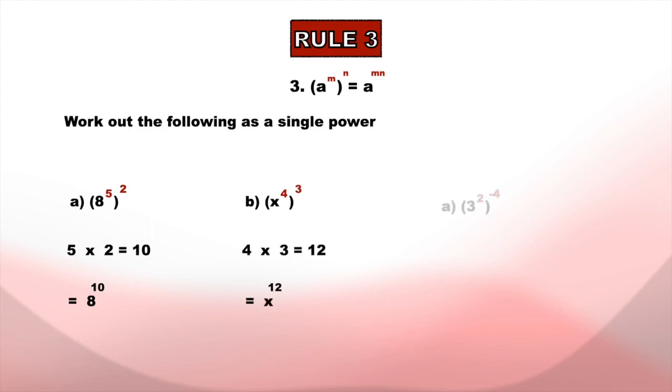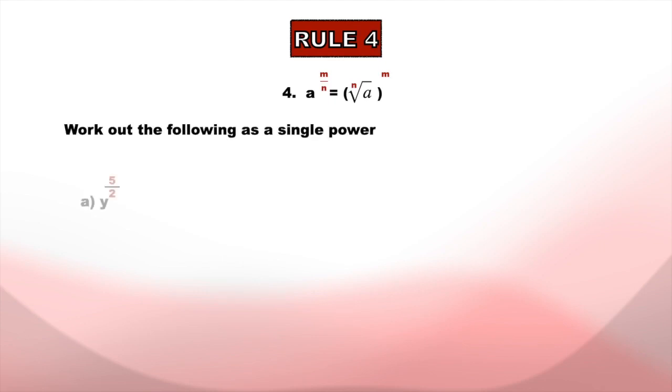Part C, 3 to the power of 2, to the power of minus 4. Again, we multiply 2 times minus 4, since it's a minus, which would give us minus 8. So 3 to the power of minus 8. Rule 4, a to the power of m over n is equal to the nth root of a to the power of m. So if we have a look at a question, y to the power of 5 over 2, we take the 2, which is the denominator in our question, and we square root it. Then it's to the power of 5. So square root of y to the power of 5.